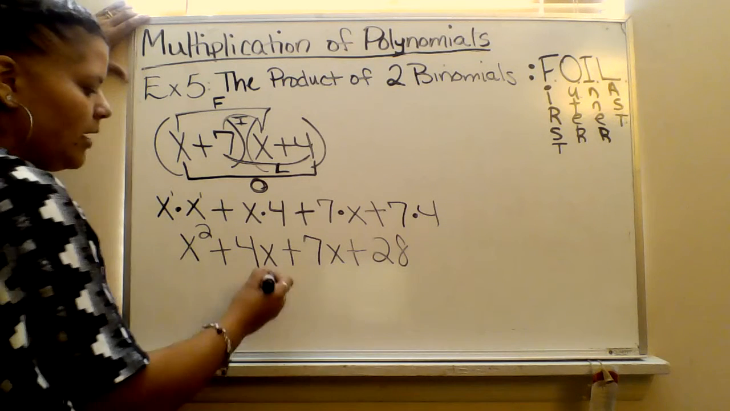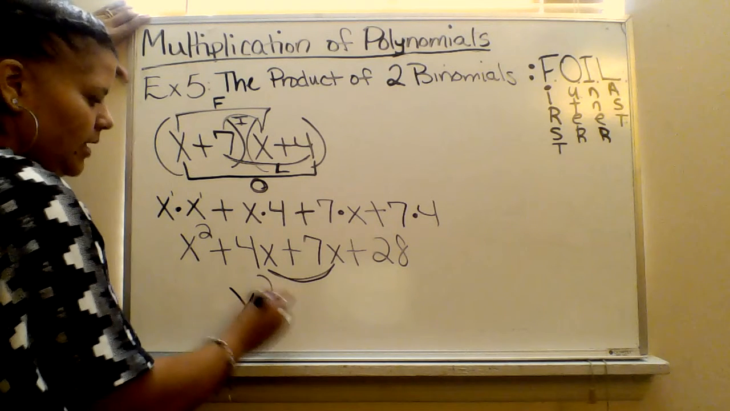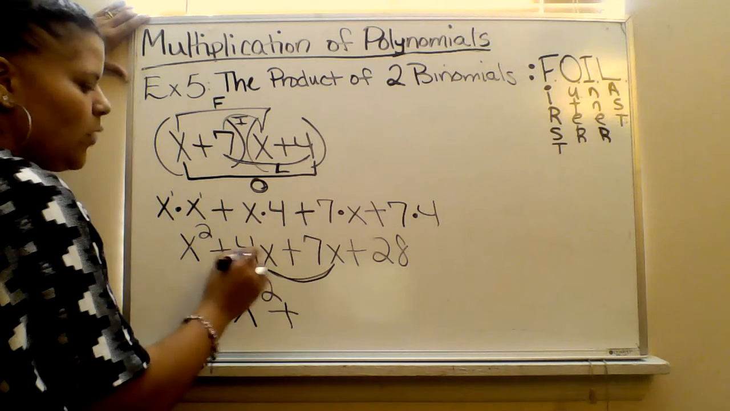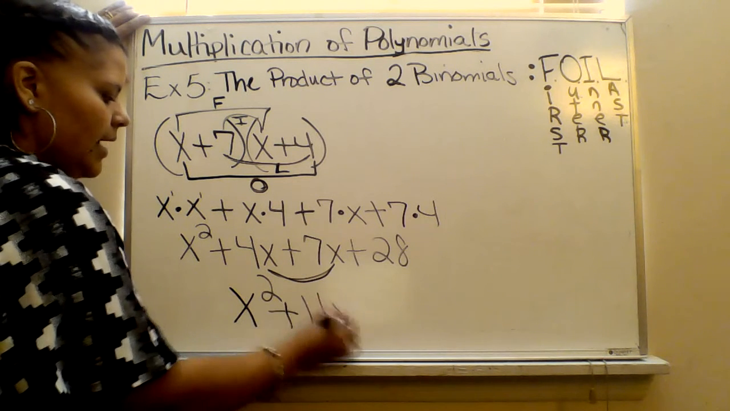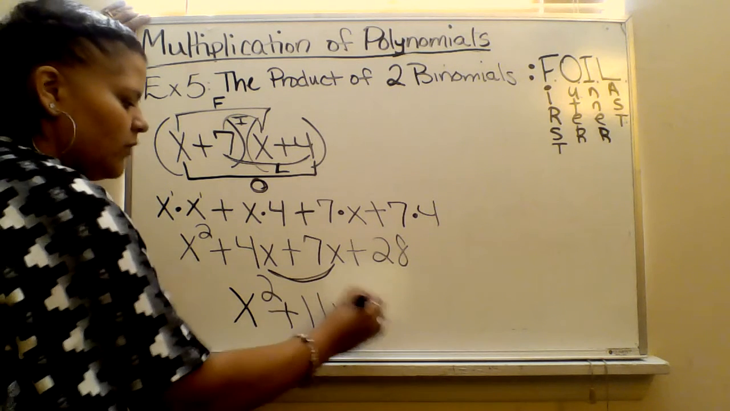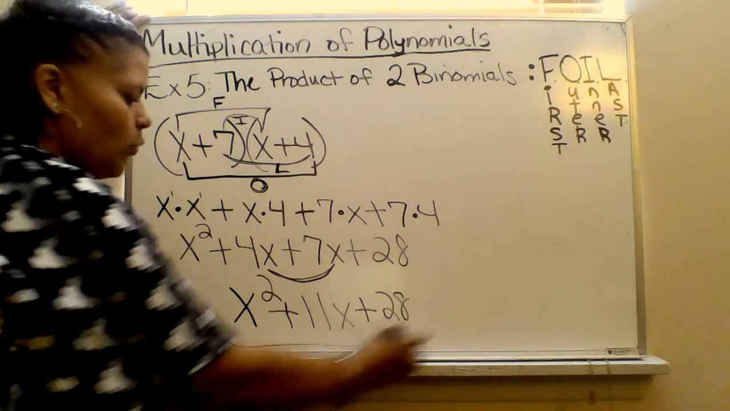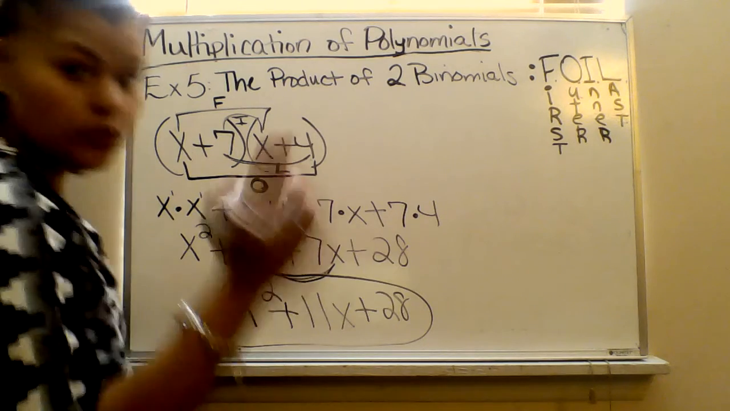Now from there, we can combine these two like terms. So we have x squared in the beginning, nothing to go with it, plus we have 4x's plus 7x's. That's a total of 11x. And then we just have 28. The constant comes down. Okay? So we just use the FOIL method to find the product of two binomials.